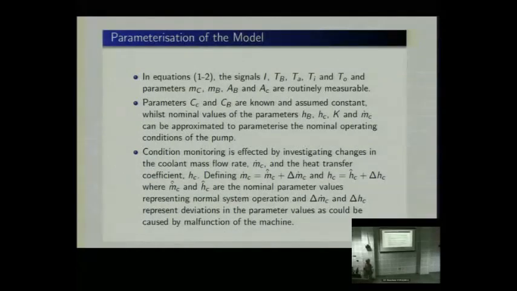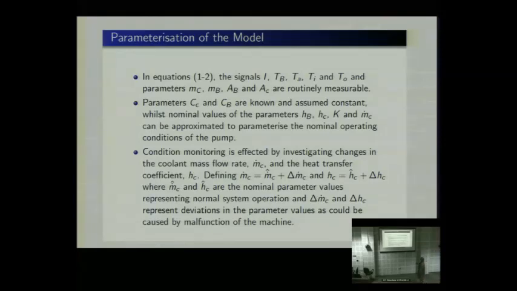So here we see all these things are measurable. Masses we can measure, areas we could measure. We could approximate these to parameterize for nominal operating conditions. And basically, my student did that. We did some experiments in the lab, and we looked at being able to get a decent open-loop model. I'm sure not perfect.